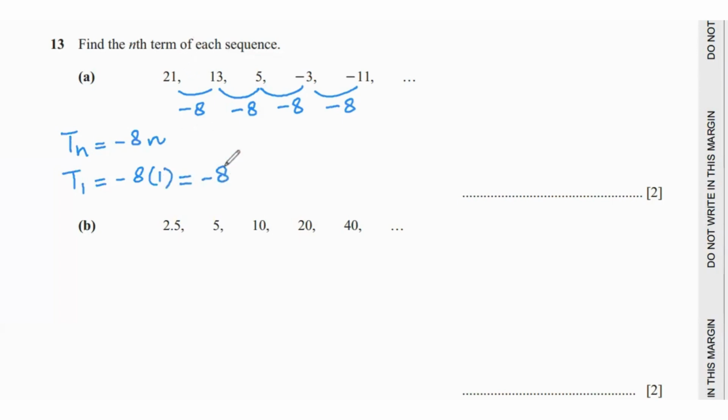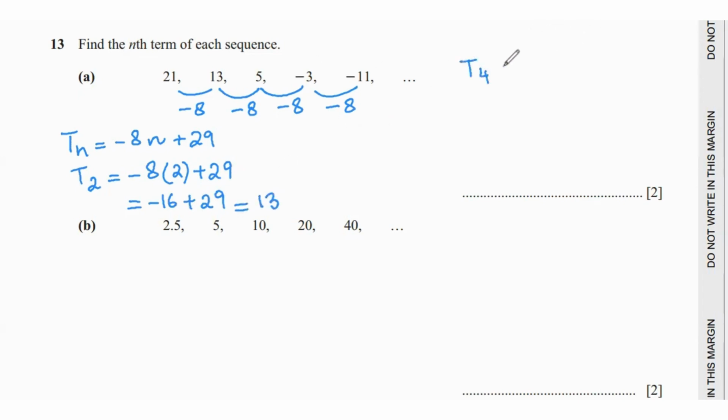Now obviously negative 8 does not equal 21. So what can we do to negative 8 to turn it into 21? We can add 29 to it. So using this changed nth term, let's try to find the second term. T2 would be negative 8 times 2 plus 29, which is negative 16 plus 29, and that does give us 13.